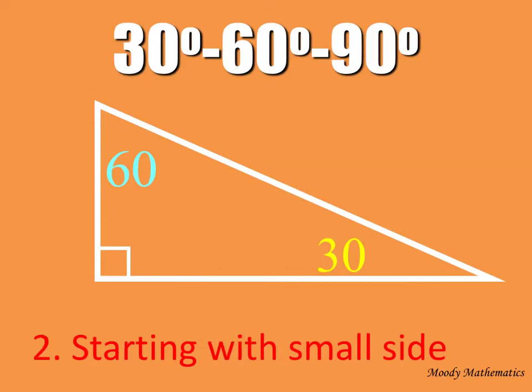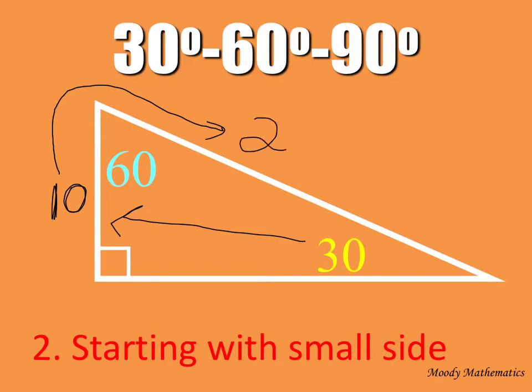Once again, we're going to start with opposite 30. And it may help knowing that opposite 30 is the smallest. So if this was 10, the easiest move, like the easiest dance move, the step and the clap, would be to go from here to here. So if this is 10, this has to be 20.